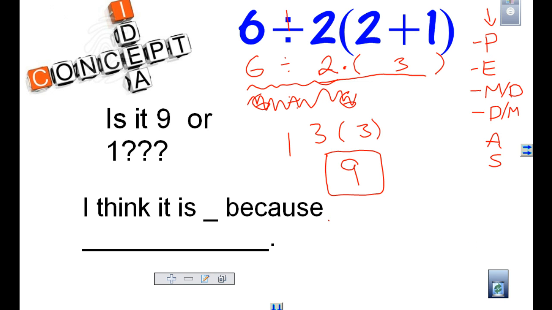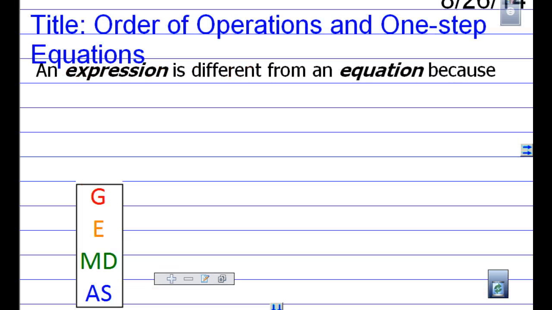So I prefer to use something called GEMDAS, just because we have other grouping symbols other than parentheses. We have parentheses, brackets, and braces. Those are all grouping. Then multiply, divide, add, subtract from left to right as they appear. You cannot just say, well, multiply everything, then divide everything. It'll mess you up every time.